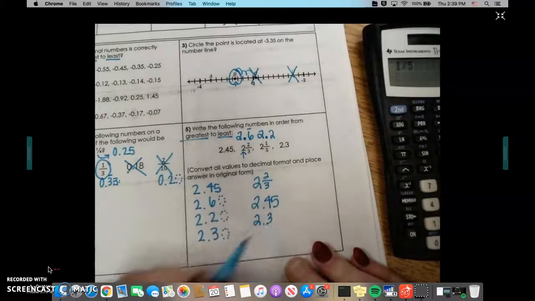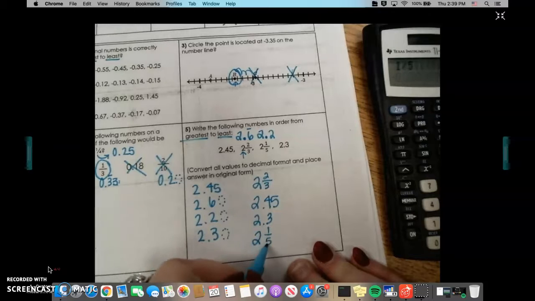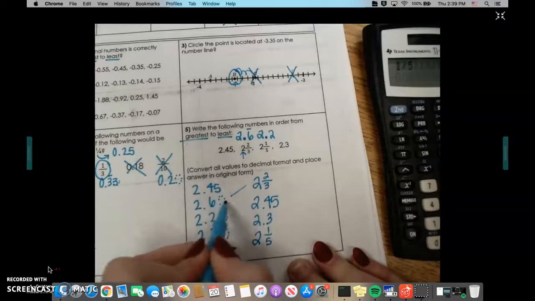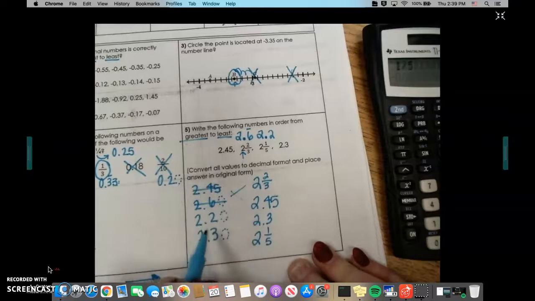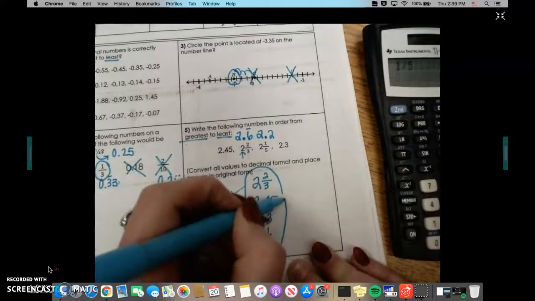2 and 3/10. And then the last one would be 2 and 1/5. And you can cross them off as you do them to show that you've put them in order, if that helps you. And this is the order that should be in Canvas.